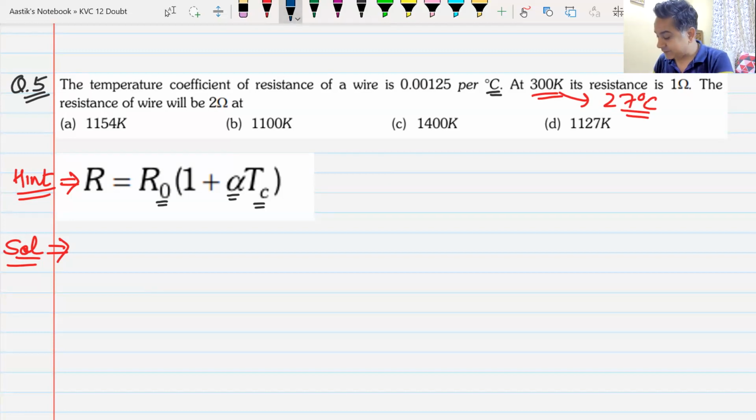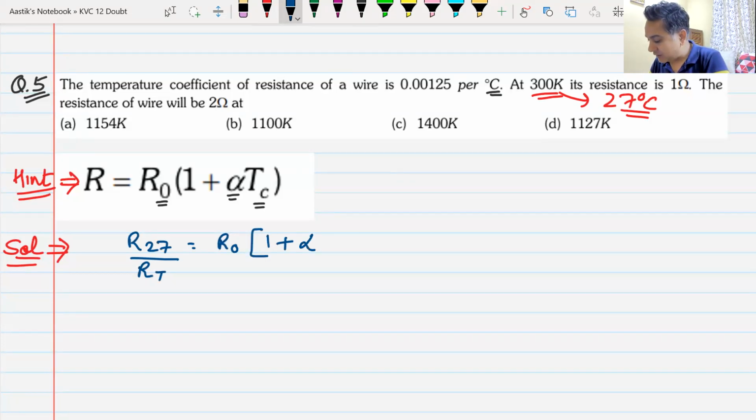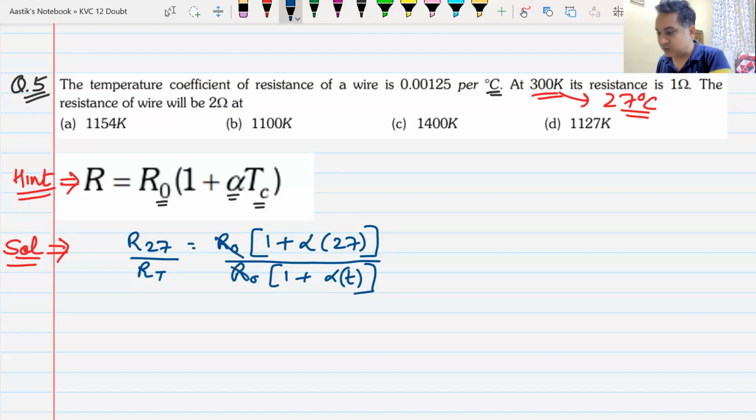That is how you will write it. Resistance at 27 degrees Celsius divided by resistance at the given temperature T will be equal to, option D, R0, the resistance at 0, which is not given, times 1 plus alpha into 27, divided by R0 into 1 plus alpha at T degrees Celsius. Do we understand this, my dear friends? R0 and R0 get cancelled.